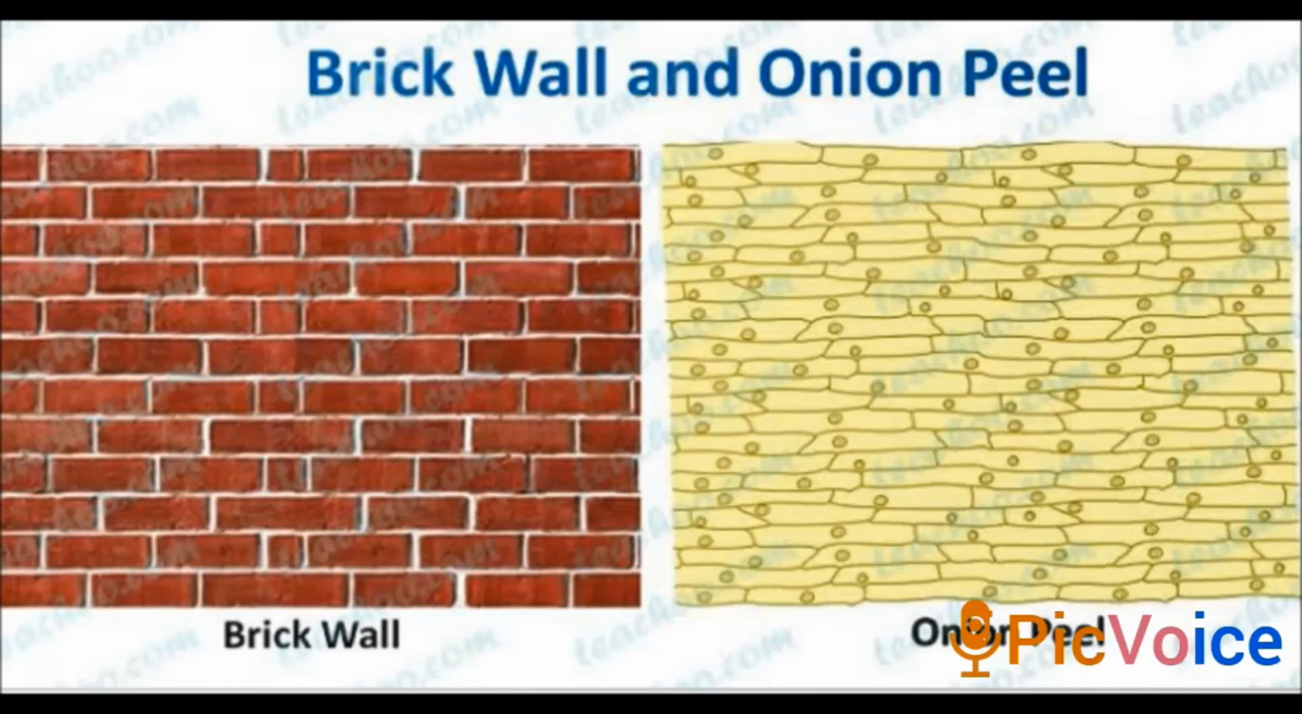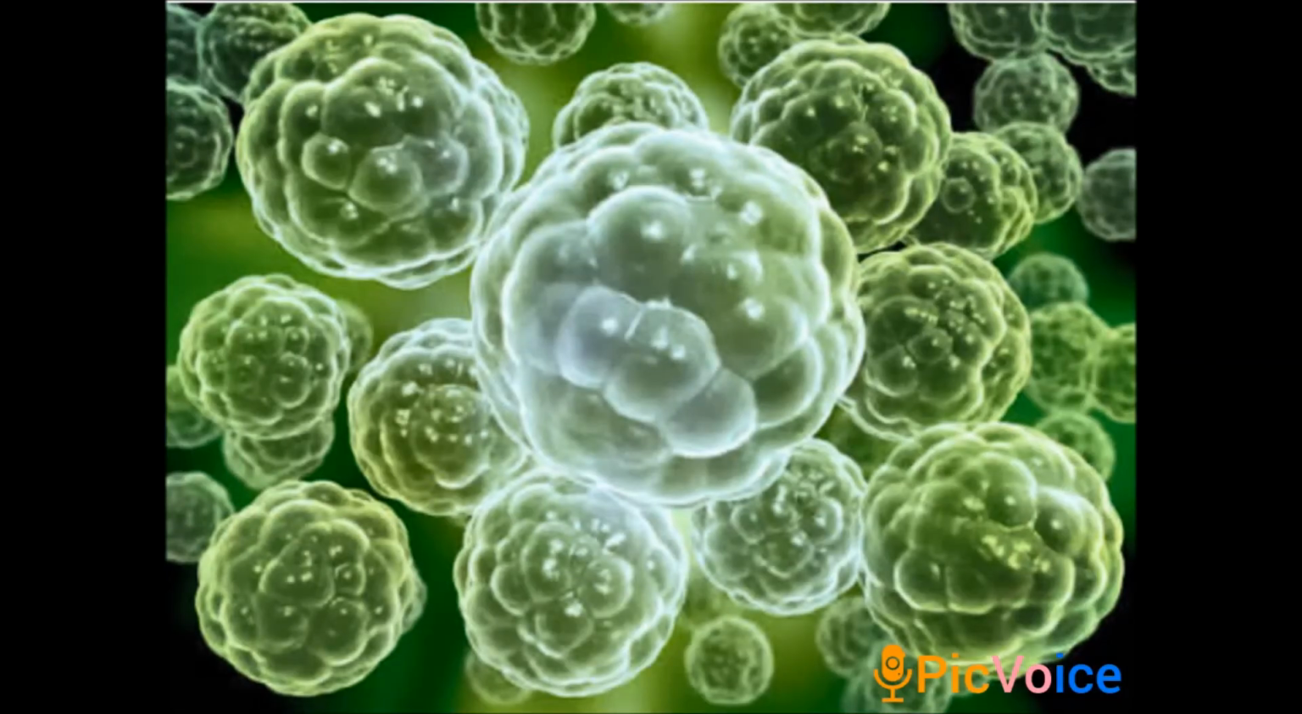In a building, the bricks are the basic structural units. Whereas in a living organism, cells are the structural units. So in a building, bricks are the structural units, and in a living organism, cells are the structural units. Let us discuss cell number, shape and size.